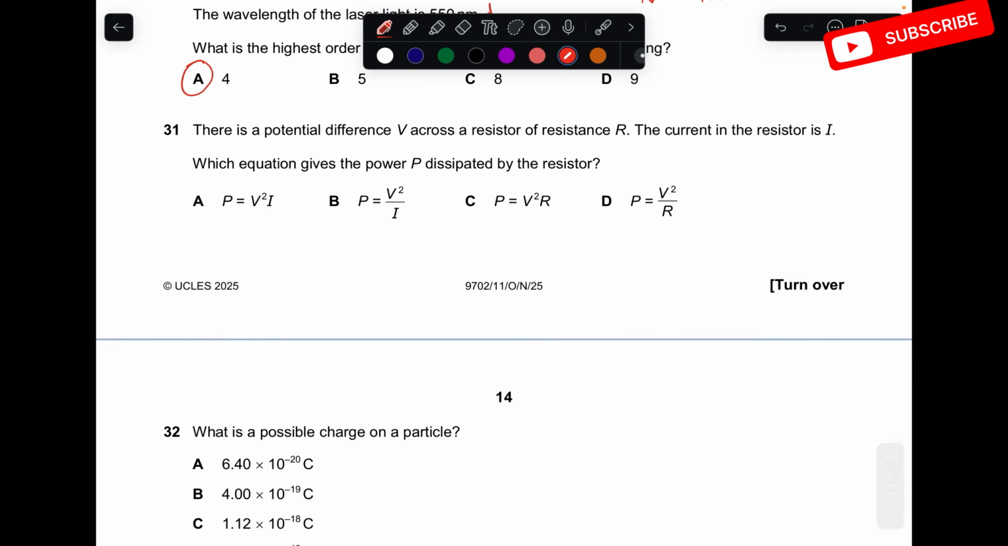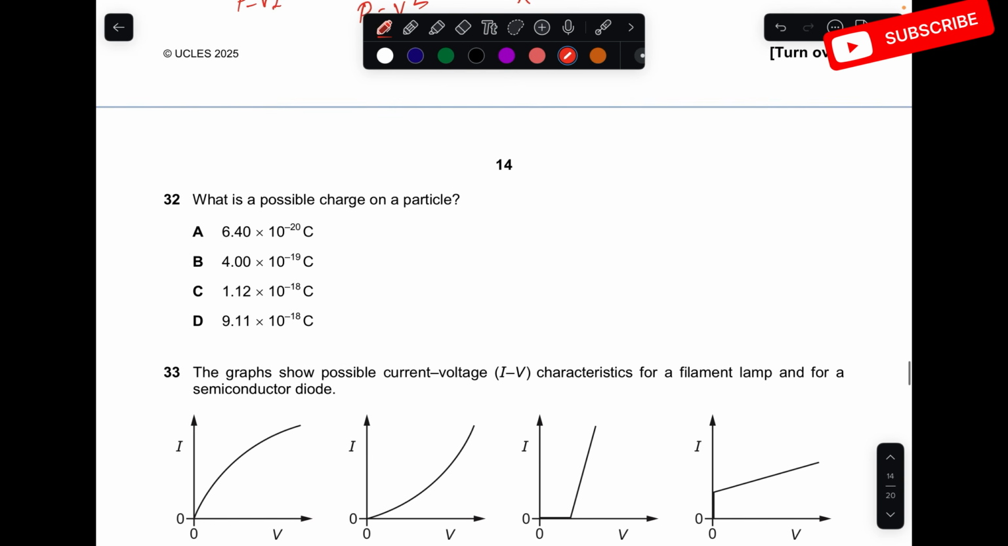Question 31. There is a potential difference V across a resistor of resistance R. The current in the resistor is I. Which equation gives the power dissipated? First, P equals VI, that is incorrect. P equals V square over I, that is incorrect. P equals V square into R, that is also incorrect. There is no such relation. P equals V square over R, yes, that is correct.